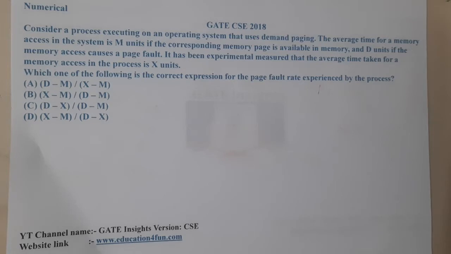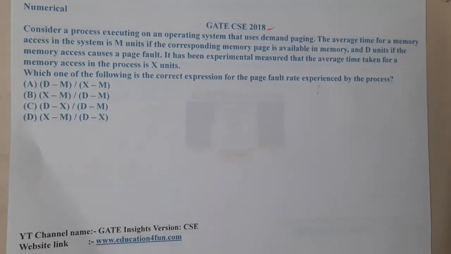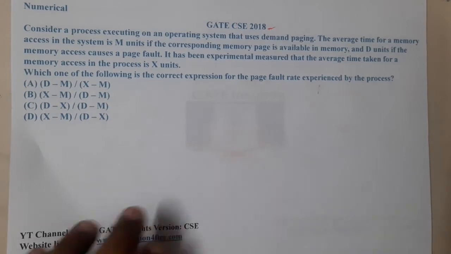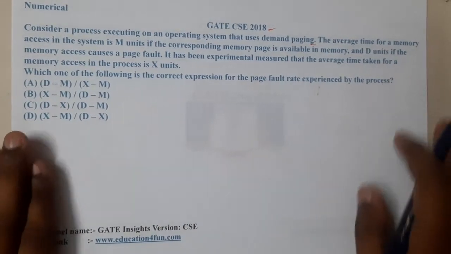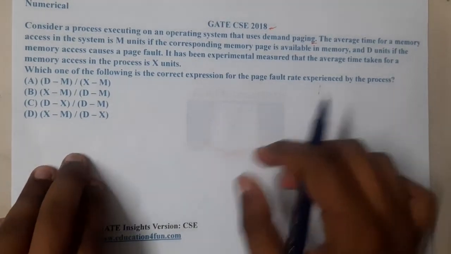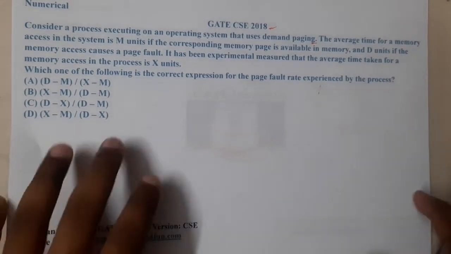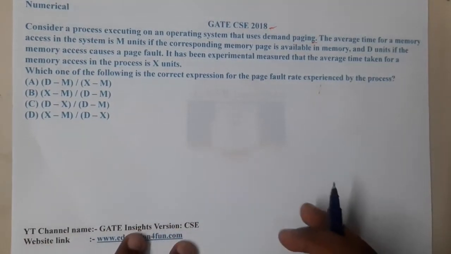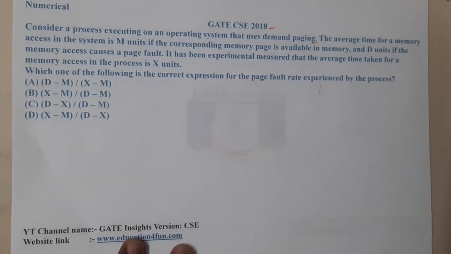The question is: consider a process executing on an operating system that uses demand paging. What is the concept of demand paging, guys? The page will be brought to the main memory only if it is needed. So that is the concept of demand paging. Now it continues saying that the average time for a memory access in a system is m.